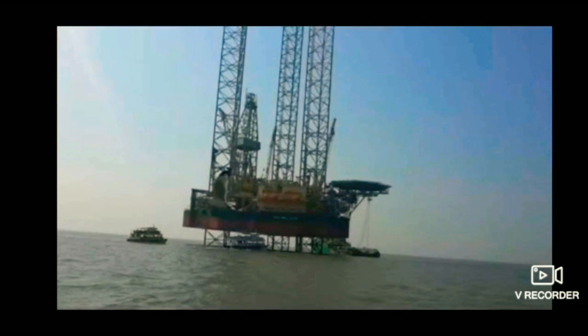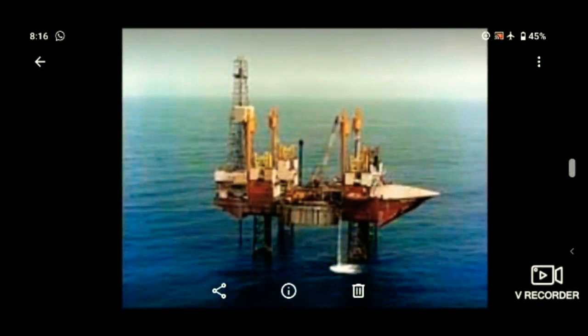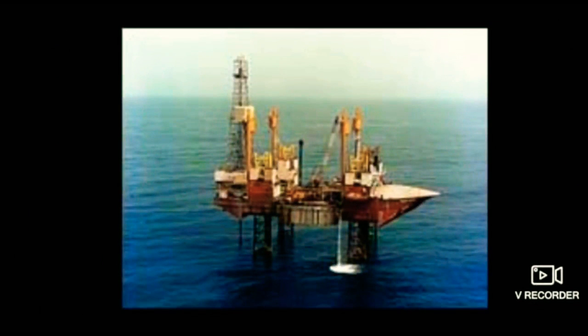Children, now you can see some images of Sagar Samrat in the Arabian Sea. This is the drilling platform which is being constructed to take petroleum from the seabed. These are the images of Sagar Samrat.